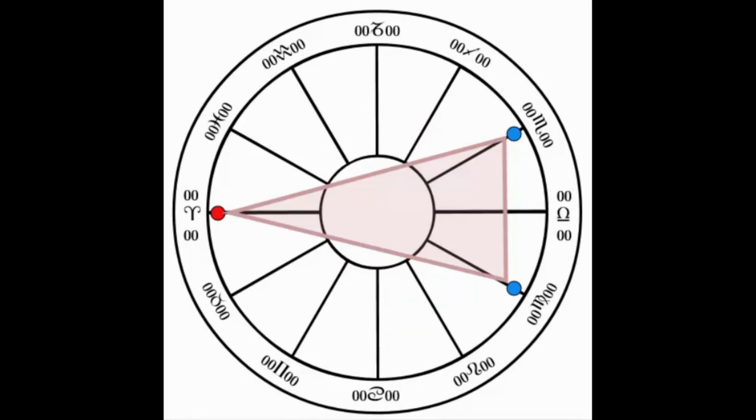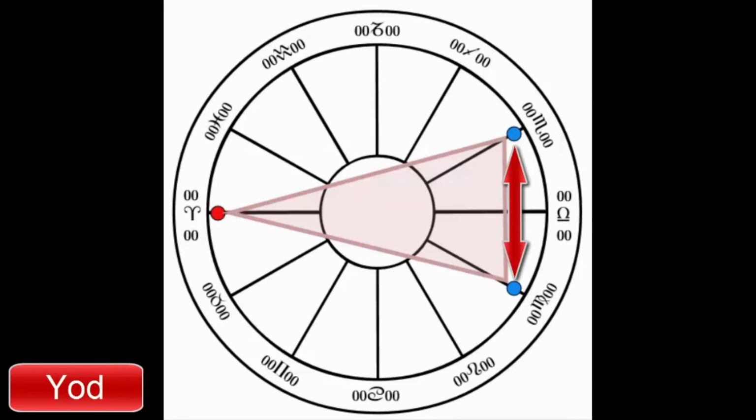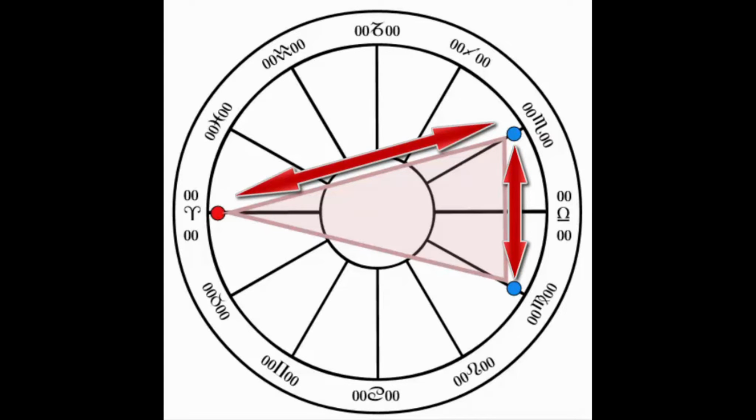And then there is a configuration called the Yod, Y-O-D, when 2 planets form a sextile to each other, and then each of those 2 planets form an inconjunct to the same planet.